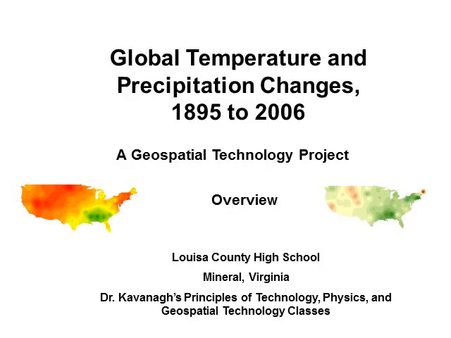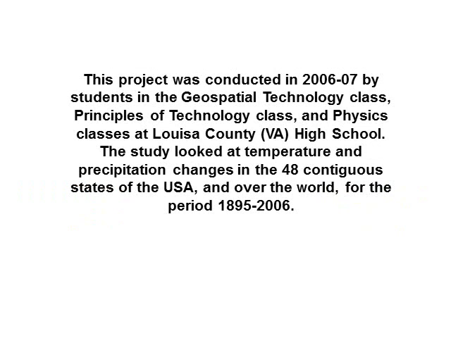This is a project that was conducted at Louisa County High School in Mineral, Virginia by three different classes with myself as teacher. And our goal was to find and plot changes in temperature and precipitation over the last 100 or so years over both the United States and the global picture.